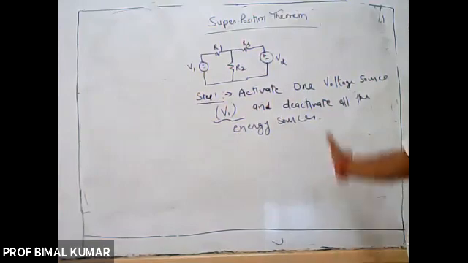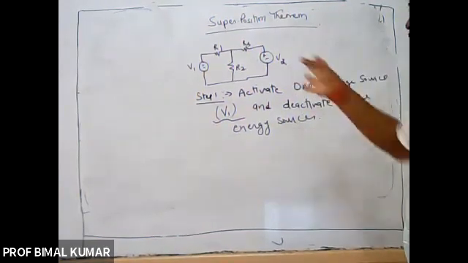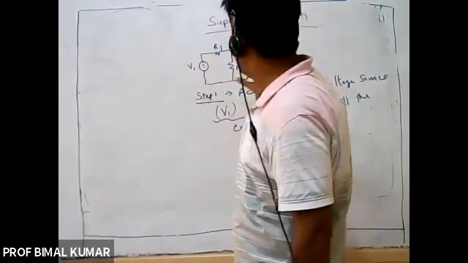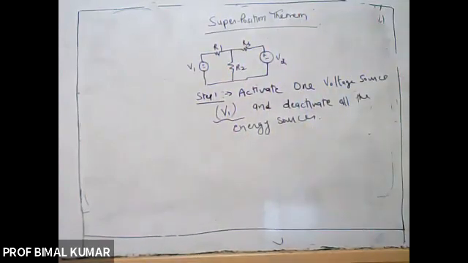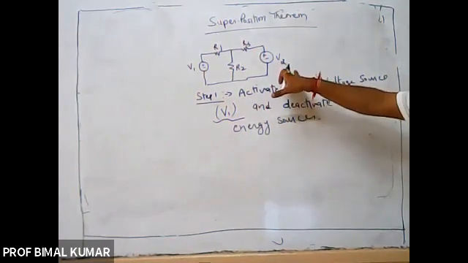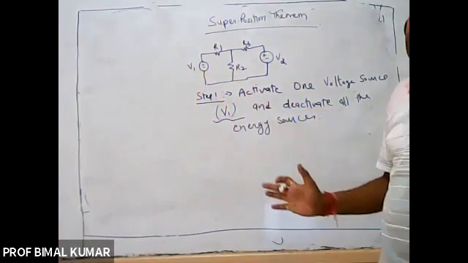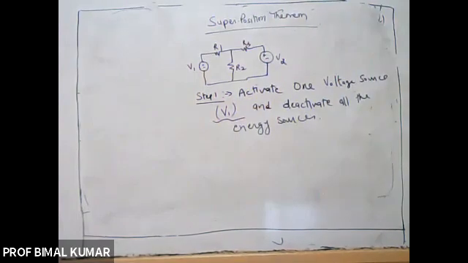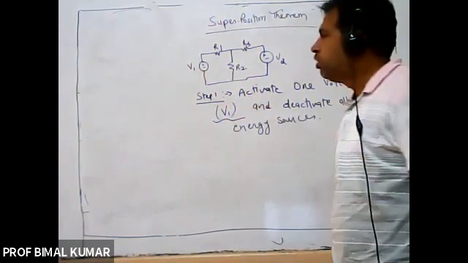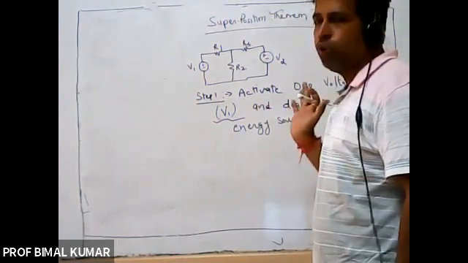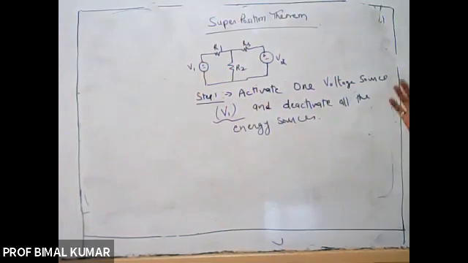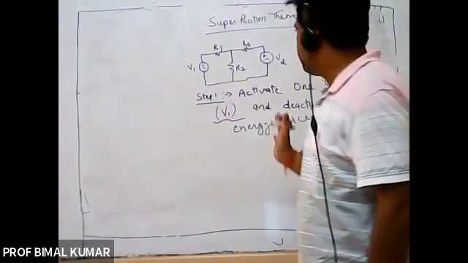Right? So in the very first step, I am just going to activate any one source. I am keeping V1 in the active state and V2 in the deactivated state. Deactivate means if the energy source is a voltage source, then it will be replaced by short circuit, and if the energy source is a current source, then it will be replaced by open circuit, because voltage sources have 0 internal resistance and current sources have infinite internal resistance.